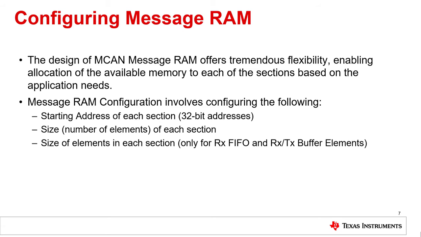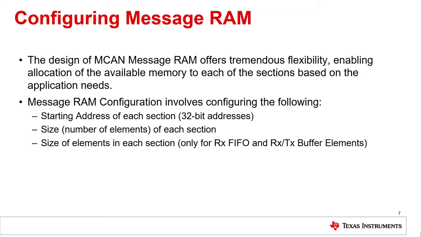The design of MCAN message RAM offers tremendous flexibility, enabling allocation of the available memory to each of the sections based on the application needs. Message RAM configuration involves configuring the following: starting address for each section. This allows the possibility to allocate the sections in any desirable order within the message RAM. Size of each section can be configured as per the application needs, although the upper limit is defined by the module. Size of certain sections can even be configured to 0 if the application has no requirement for it. The freed up RAM space can be used for other sections instead.